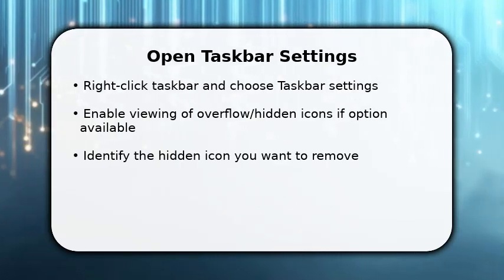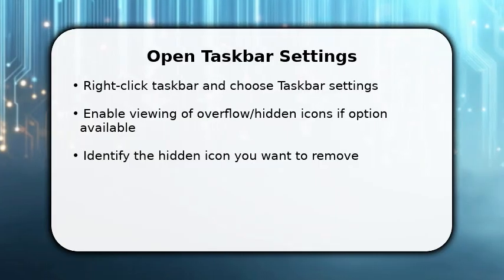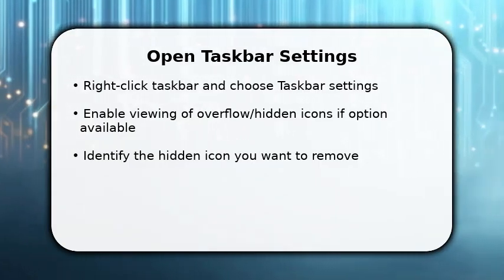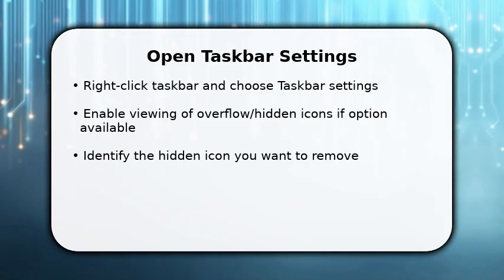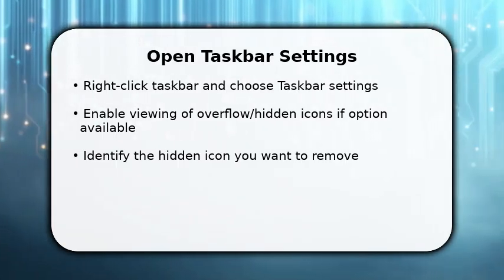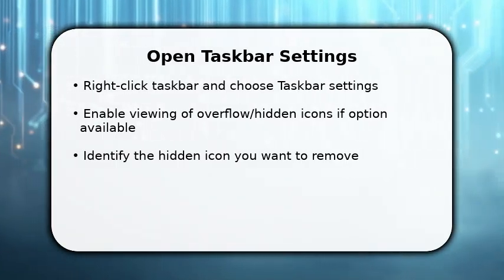You start by opening Taskbar settings. Right-click the taskbar and select Taskbar settings so you access control quickly. Once done, make sure you enable showing overflow or hidden icons so they appear for removal.